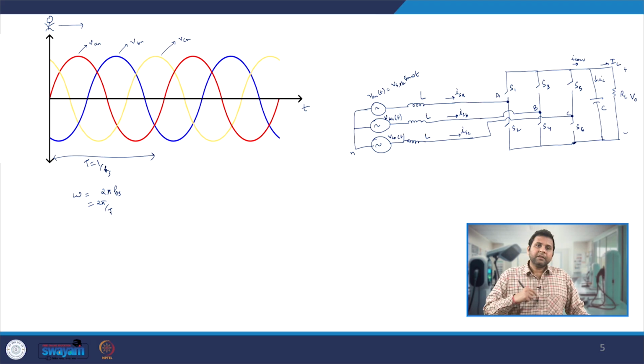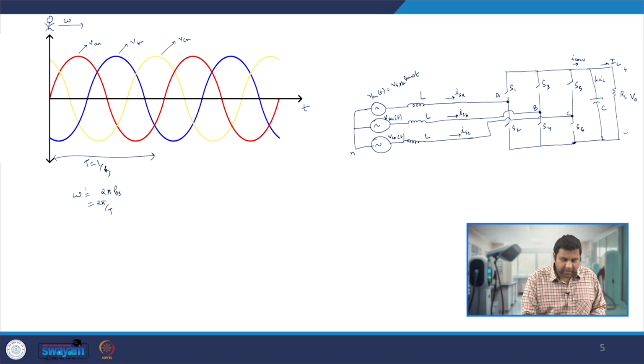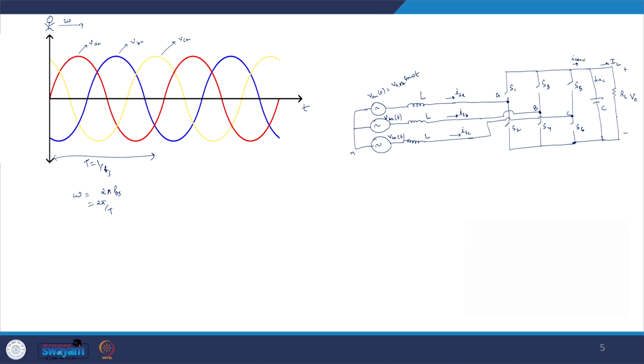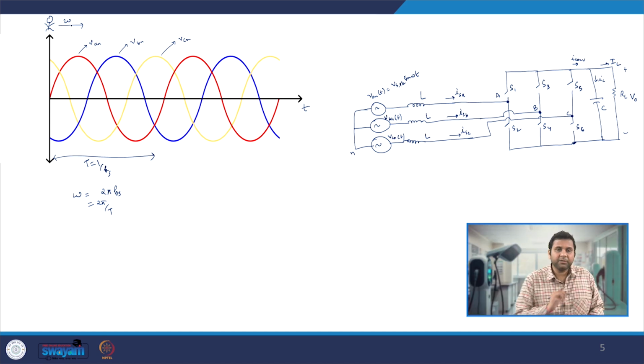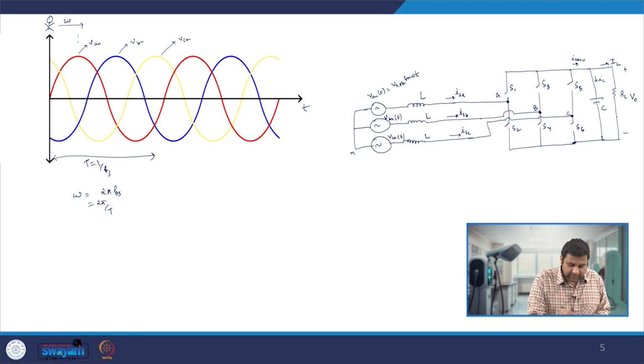Now, if the reference frame, which is you, is moving with the same speed omega, then what will you see? This omega and this omega are the same. That means omega corresponds to 50 hertz, or the line cycle. Now, if you are moving with the same speed as the time variation of this voltage signal, then you are running in this direction with a speed omega, which is the same as the speed with which this voltage is varying.